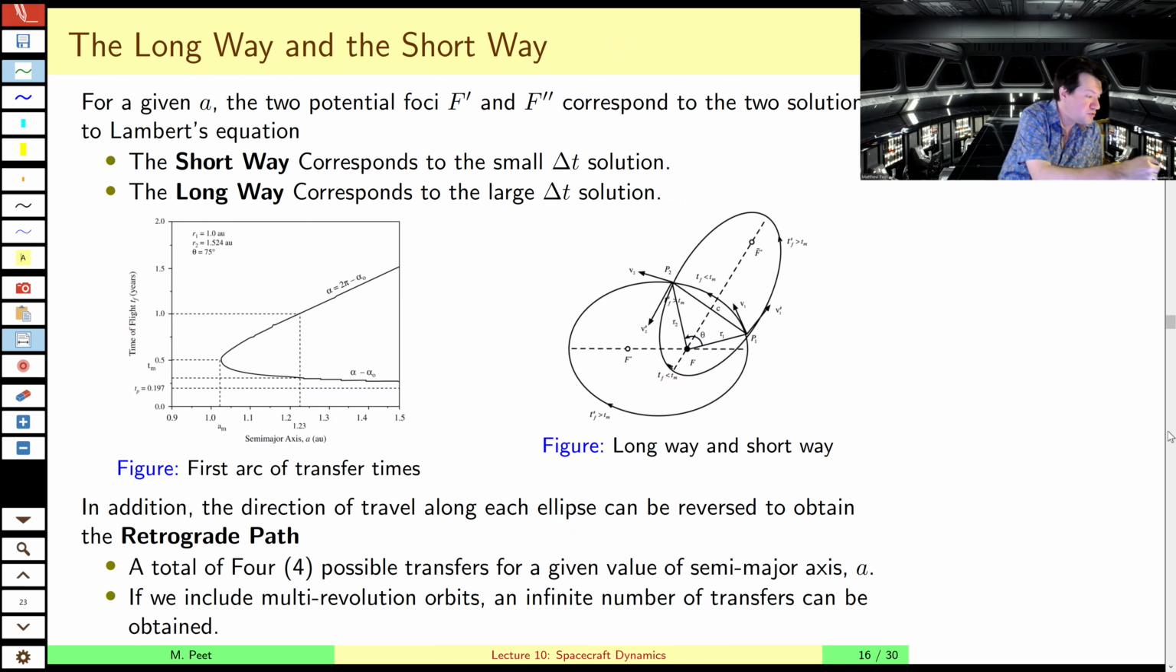So these 2 locations correspond to 2 different solutions. They're the long way and the short way. That's what we call them. That's what they're generally called. There's actually, for each of the long way and the short way, a retrograde and a posigrade direction to those transfers. But the orbits themselves, the short and the long, refer to the orbits.